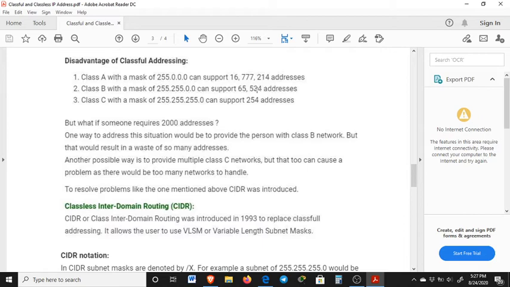Now, one way to address this situation would be to provide a person with a class B network. So let's look at the class B network. Maybe you will get 2000, because this is where 2000 falls. But that would be a waste of addresses, because you only need 2000, but class B can go up to 65,000. It will result in a waste of so many addresses. This is what we said initially.